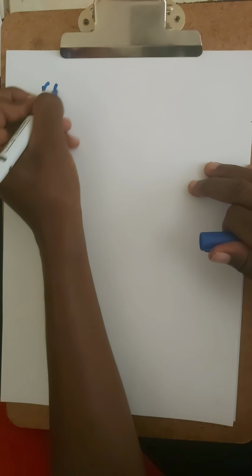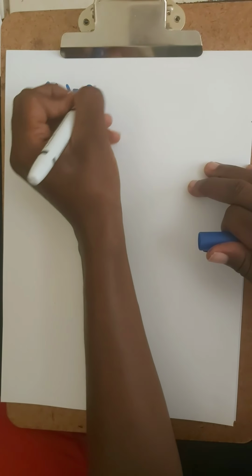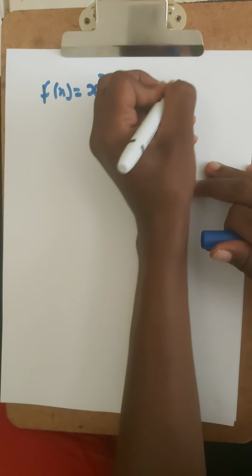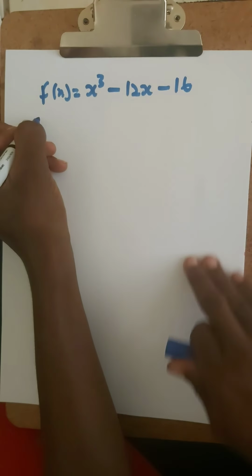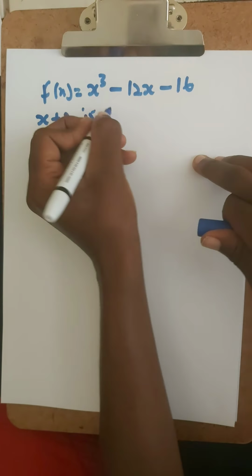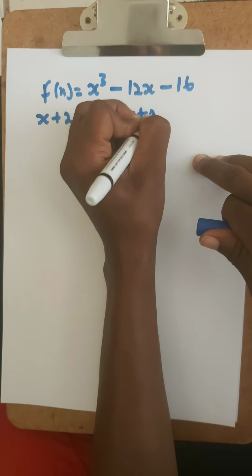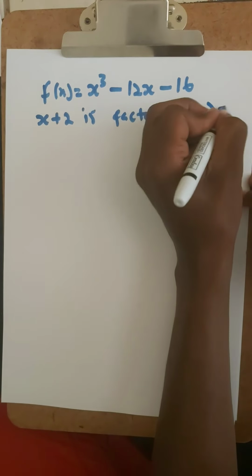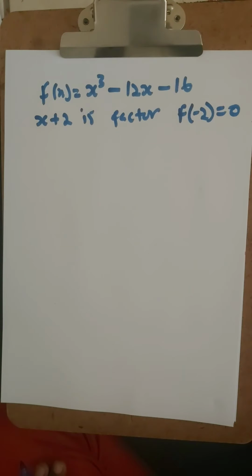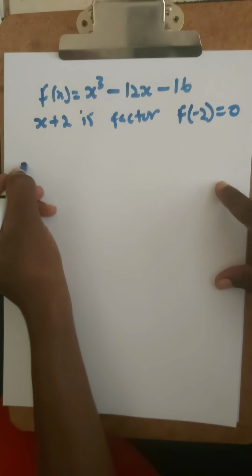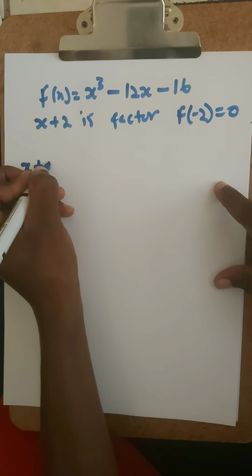So now we have our f of x as x cubed minus 12x minus 16, and x plus 2 is a factor because f of minus 2 gives us 0. That's very important. Then let us just use long division. So we have x plus 2.